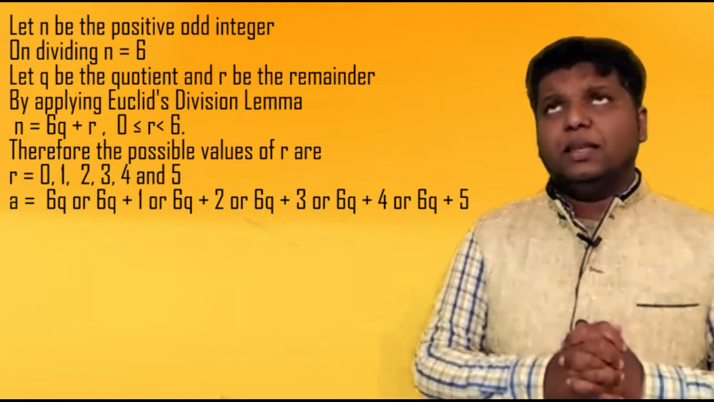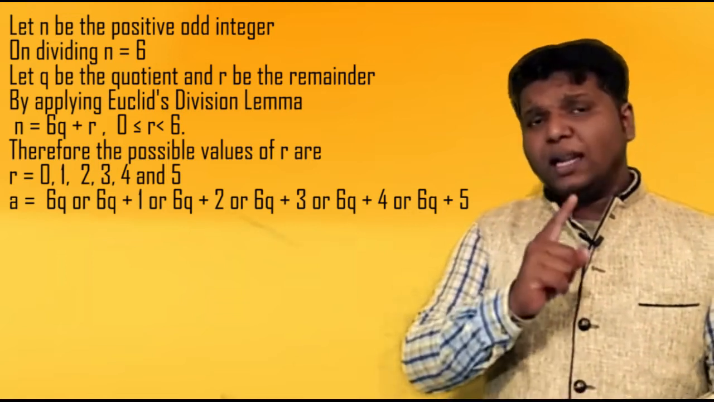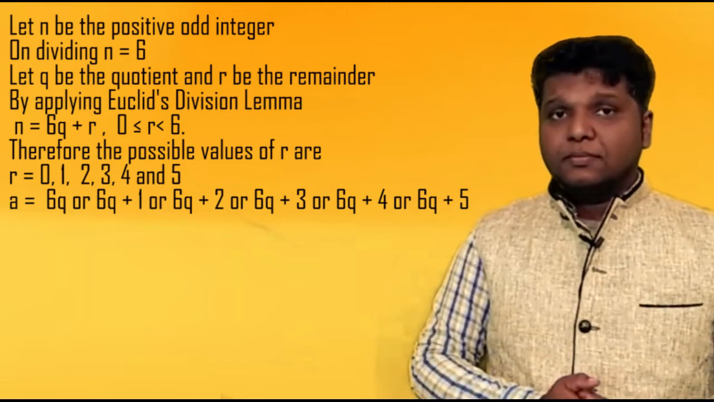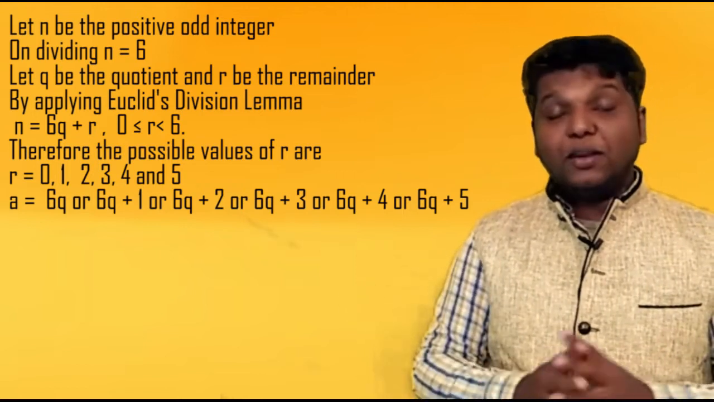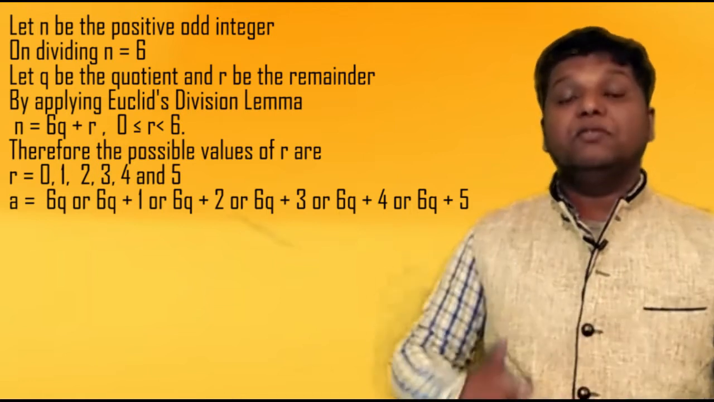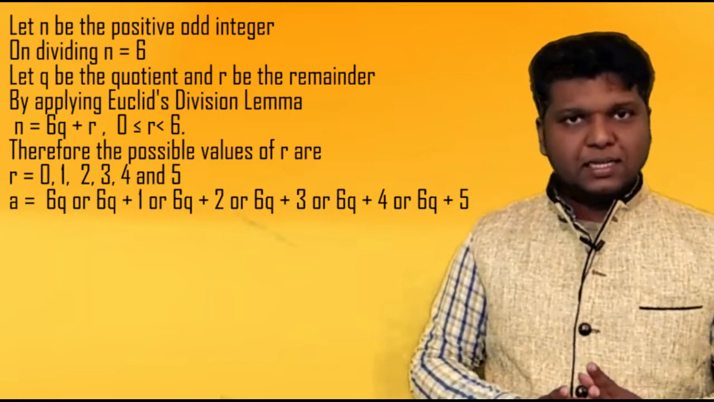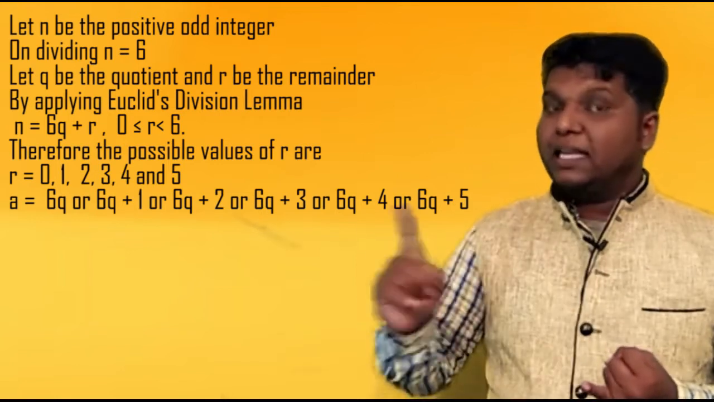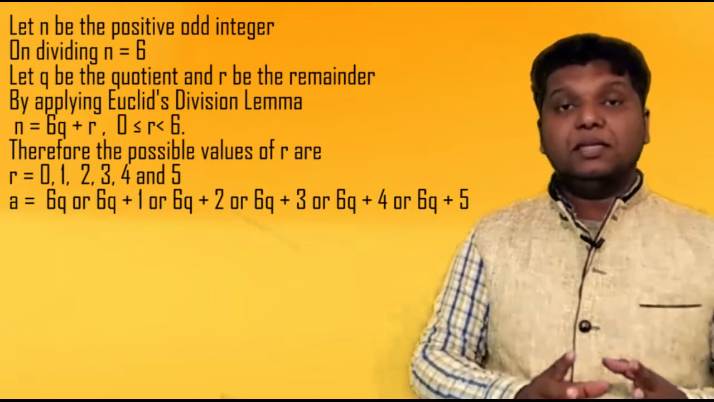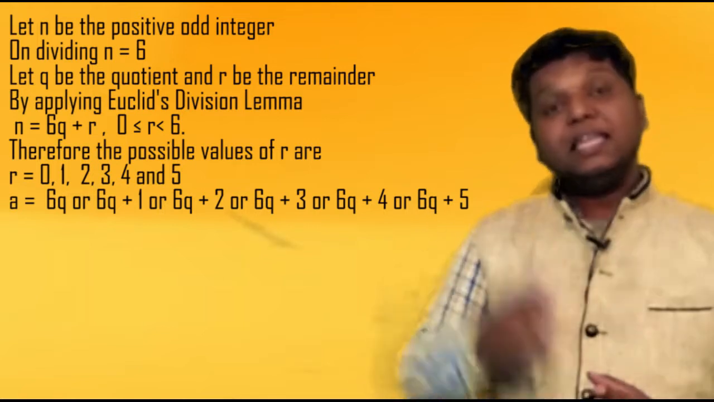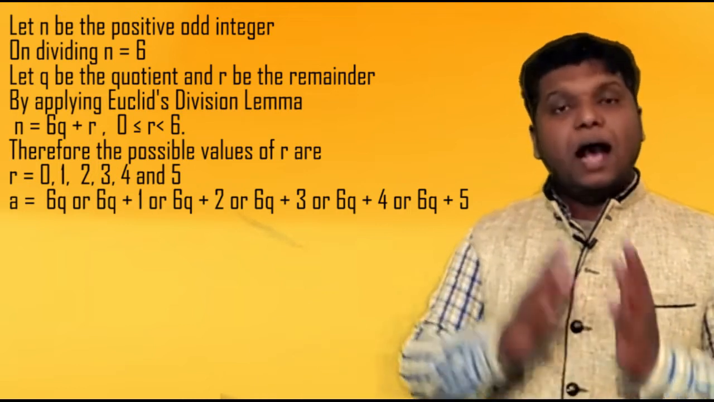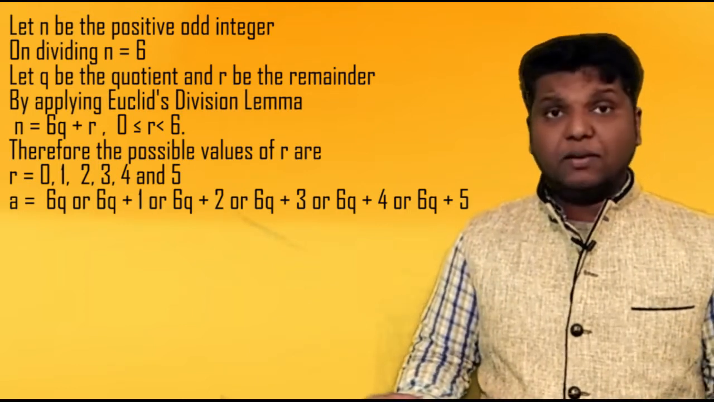Okay, among these, let me ask you one question. What about 6q? Is it odd or is it even? Exactly, it is even. How can you conclude that it is even? Because any number multiplied by an even number will be an even number itself, right? Similarly, if an even number is given and you add another even number to it, the resultant sum will be another even number. That's what we have studied in our previous classes.